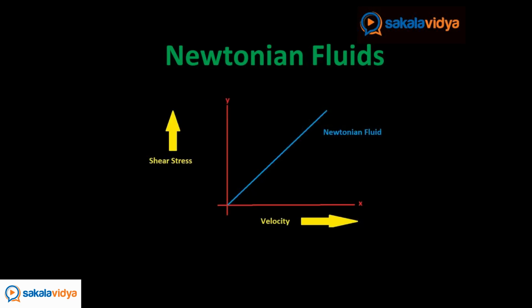Again, if we plot a graph between shear stress and velocity gradient, we can see it is linear from the origin.